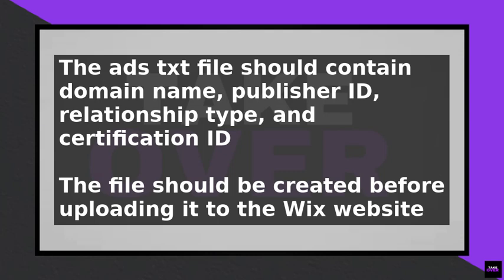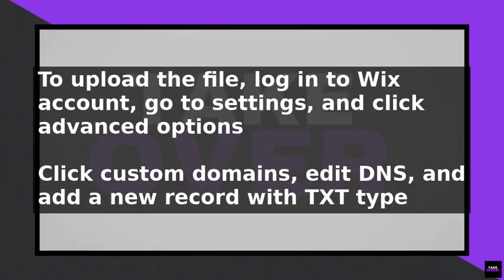To do this, log in to your Wix account and go to the Settings menu. Click on the Advanced options and then click on Custom Domains. Next, click on the three dots next to your domain name and select Edit DNS. Click on the Add a New Record button and select TXT from the drop-down menu. In the name field, enter ads, and in the value field, paste the contents of your Ads.txt file.